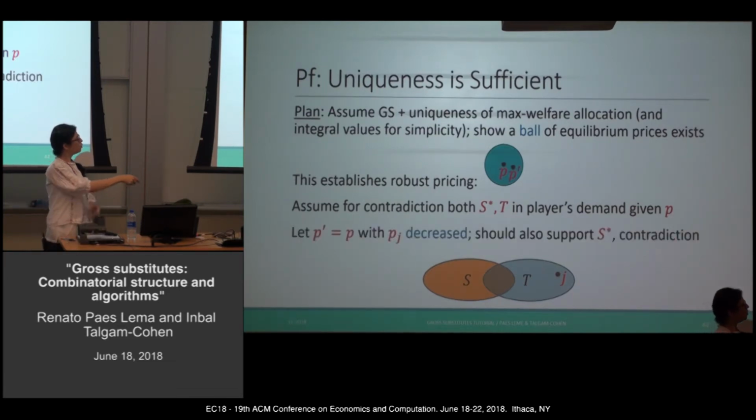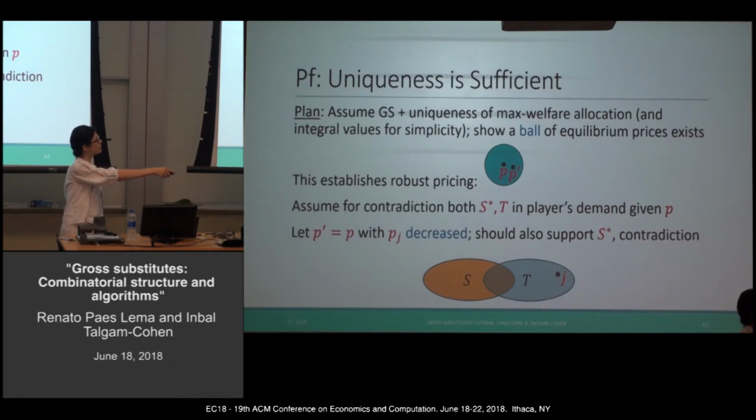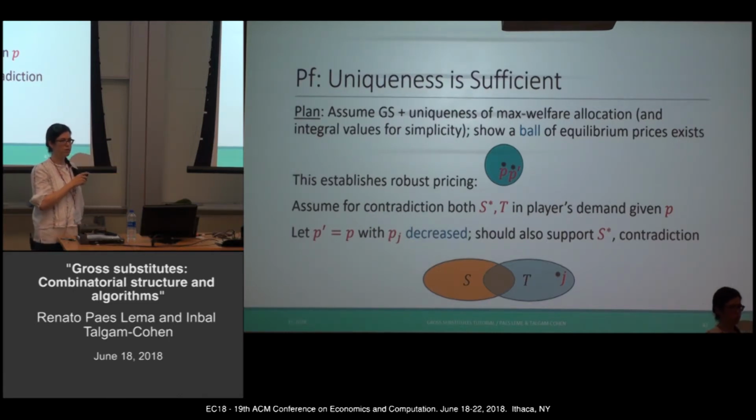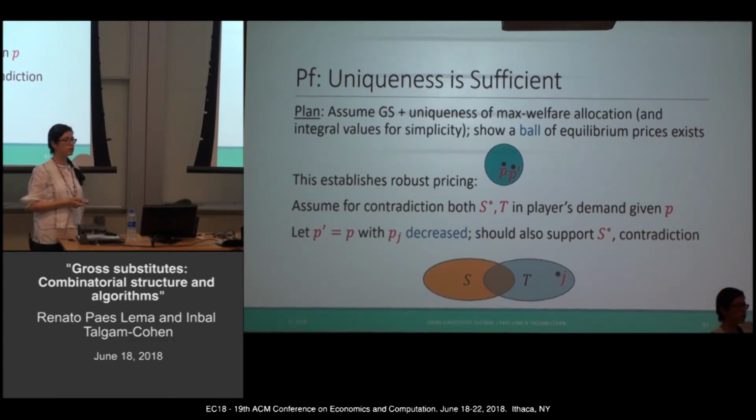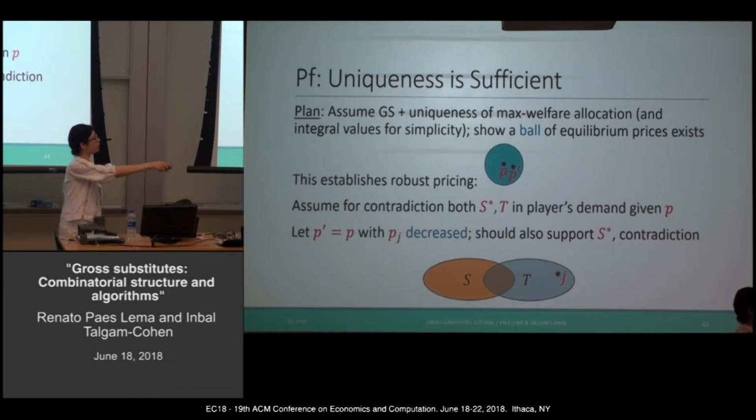So now we start with P, and we decrease a little bit the price of this item here. And what happens is that we stay within the ball. We stay in the equilibrium price ball. So P prime is also supposed to be an equilibrium price. It should support S star. OK, otherwise it's not going to support the welfare maximizing allocation. But actually, because we lowered the price of J, now only T is the thing that this player demands. OK, so showing the ball is enough.